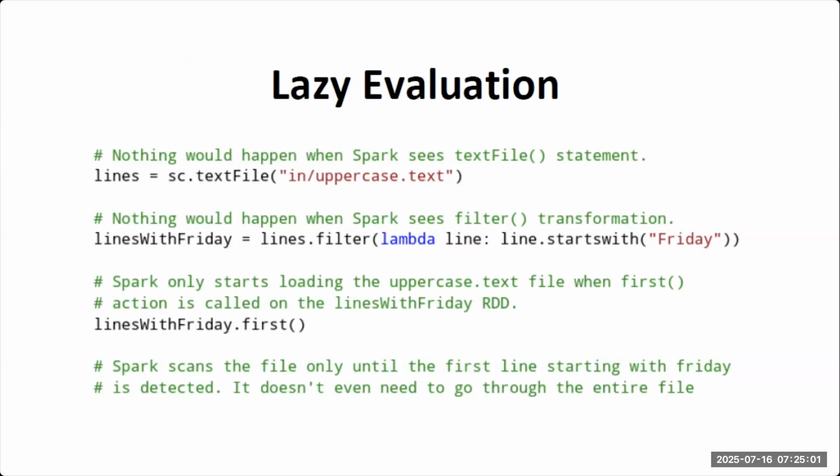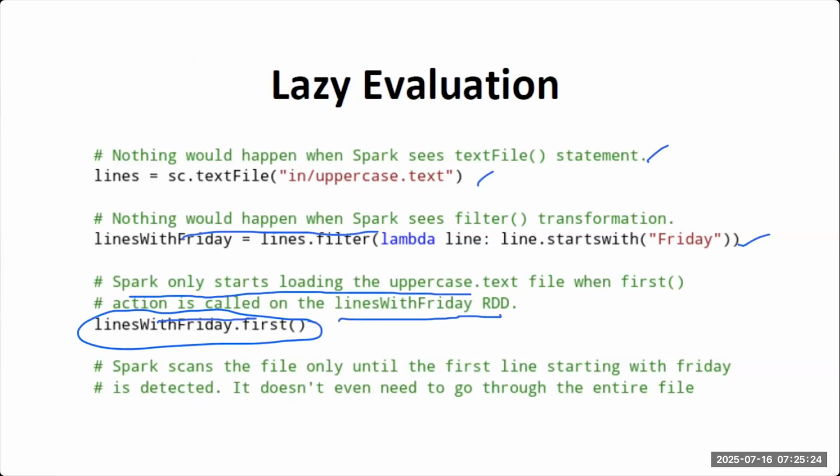See here, nothing would happen. Nothing would happen when Spark sees the text file. You are reading the text file, and nothing will happen. Once you filter it, nothing will happen. Once you write this first, then the action is called on the lineage with the RDD. Spark only starts loading the uppercase text when the first action is called.